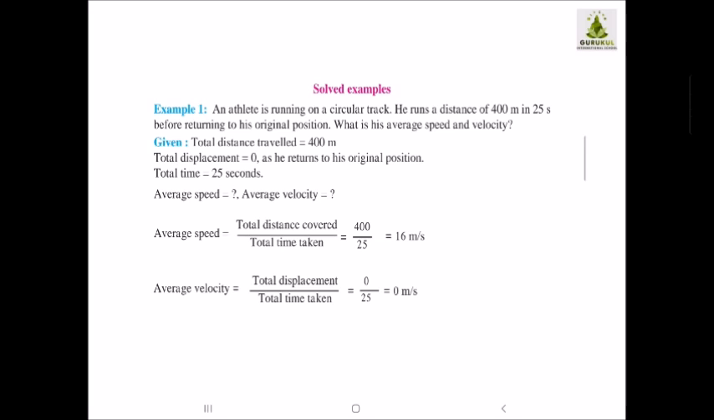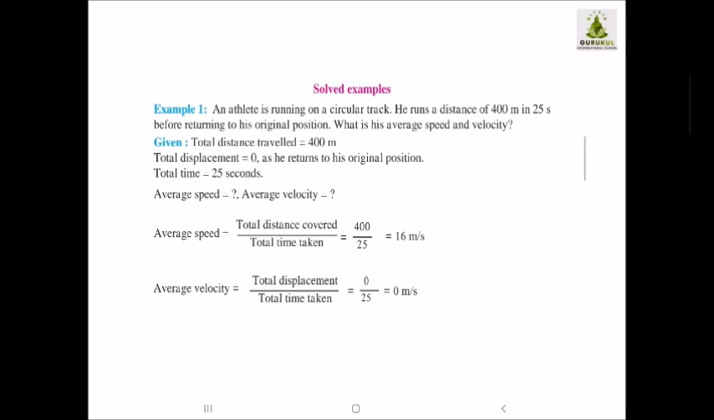So what is displacement? The difference between the starting and ending point. Okay. So what is the displacement in this condition? The displacement is 0. So obviously you have to now think what will be the average velocity.